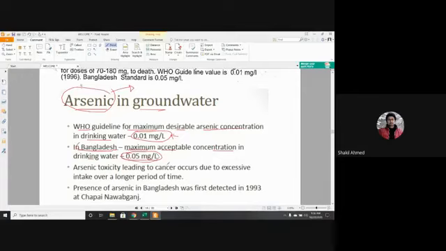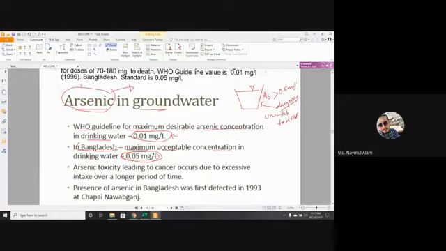What does that mean? That means if your drinking water has arsenic concentration greater than 0.05 milligram per liter, that means this water is what? Dangerous, unsuitable to drink. Is it clear?